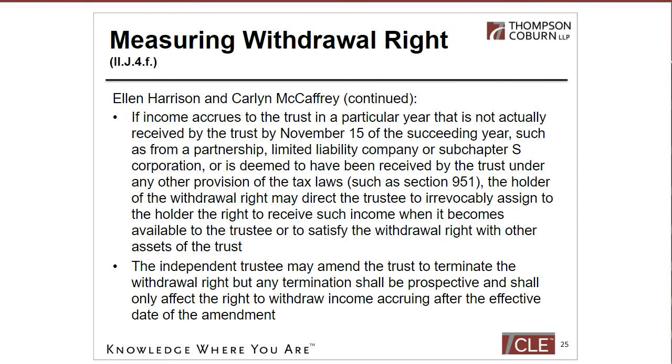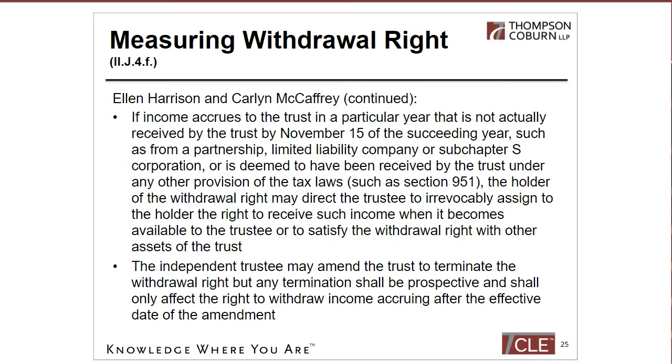Okay, measuring the withdrawal right: if income accrues to the trust in a particular year that is not received by November 15th, then the holder can direct the trustee to irrevocably assign to the holder the right to receive the income when it becomes available, or to satisfy the withdrawal right. So you could exercise your withdrawal right to say, hey trustee, I'm not letting this lapse. I know you don't have the money yet, but I am claiming it. So I'm exercising. I'm not going to let it lapse.